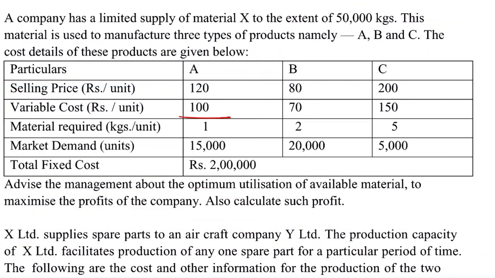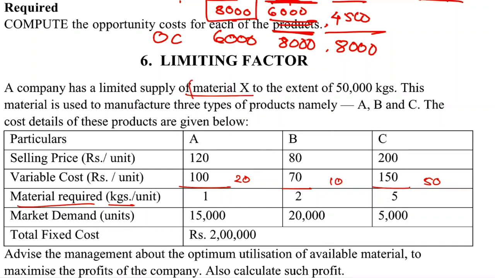Just give me the contribution for this. It is going to be 20. It is going to be 10 and it is going to be 50. But there is a twist. What happened? To earn this 50, 20 rupees you have to spend. Material is, let us say, limited. Only 50,000 kgs.